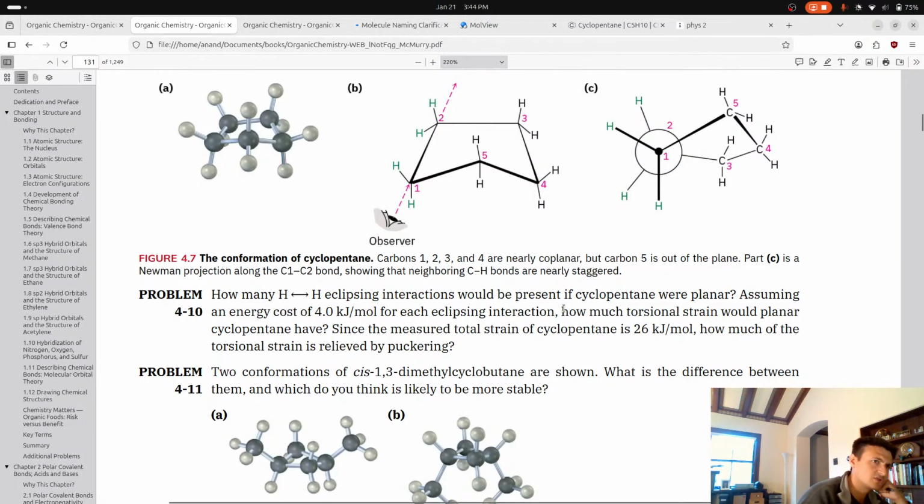How much torsional strain would planar cyclopentane have? So that's 40. Since the total measured... Oh, interesting. So, 14 kilojoules per mole reduction. Interesting.